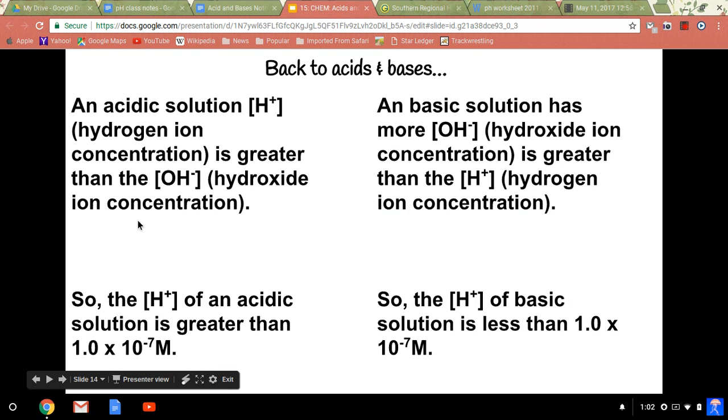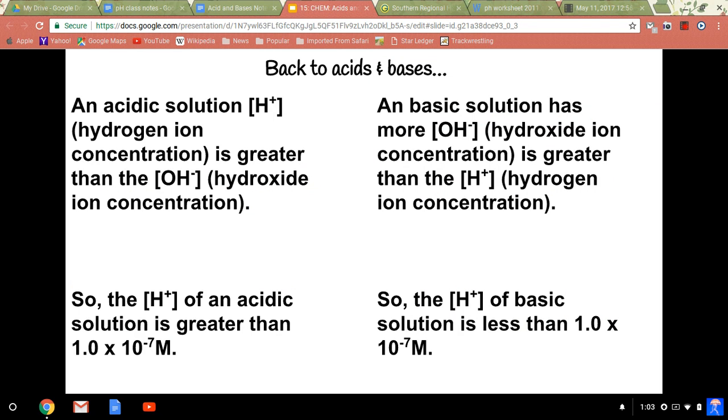So in an acidic solution, or for something to be considered acidic, your hydrogen ion concentration is greater than your hydroxide ion concentration. So an acidic solution would have a lot of H pluses in it. A basic solution, on the other hand, has more hydroxide ions than your hydronium or your hydrogen ion concentration. So when this comes back down to the math part of things, the H plus concentration of an acidic solution is greater than 1 times 10 to the negative 7th, and in a basic solution, it's less than 1 times 10 to the negative 7th.